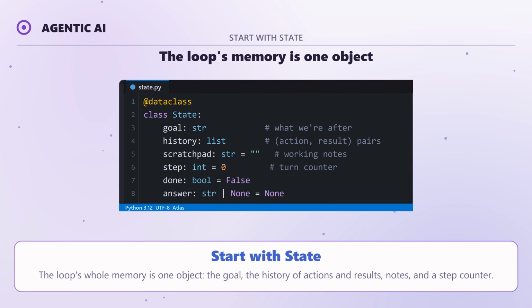Before any of the 4 steps, we need somewhere to keep track of what's going on, and that's the state object. It's just a data class. It holds the goal, what we're after, a history of every action and its result, a scratchpad for the model's working notes, a step counter, and a done flag with a final answer. That's it. This one object is the agent's entire memory for a run, and every step in the loop reads it and updates it.